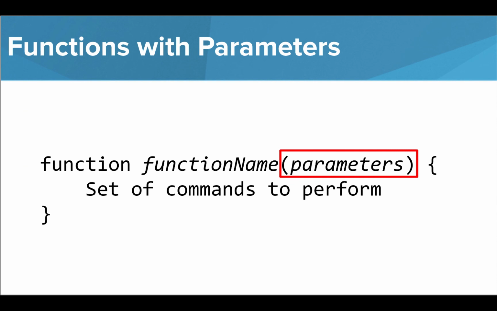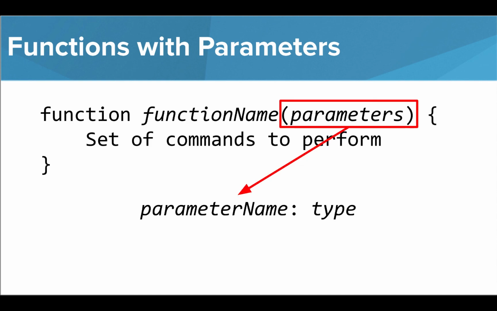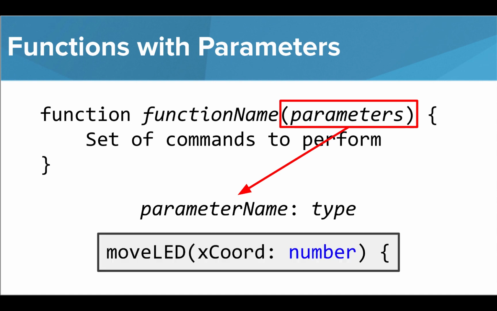If we want to include parameters in our functions, we need to write them in a specific way that is a bit different than you may have previously seen. We have to first write the name of our parameter using our naming rules. We then write a colon and a type. The type is the kind of value the parameter will hold. In this class, we'll stick to using these 2 types. Number will hold a numerical value, and string will hold a text value. For example, if we wanted to use a parameter inside our moveLED function, we write the parameter name, in this case xcoord, followed by the type, in this case number.